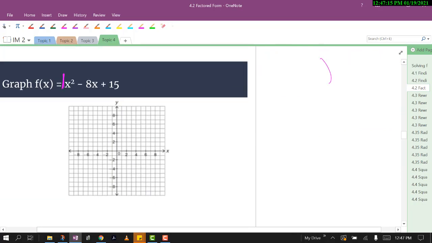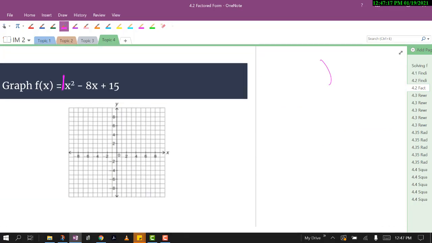All right, let's try another one. Got some leftovers here. Let's erase that. Graph f of x equals x squared minus 8x plus 15. I'm not going to write out the steps again, but obviously you can go back, write them down, and as we go through this, check them off. But our first step is to set it equal to 0. So 0 equals x squared minus 8x plus 15.